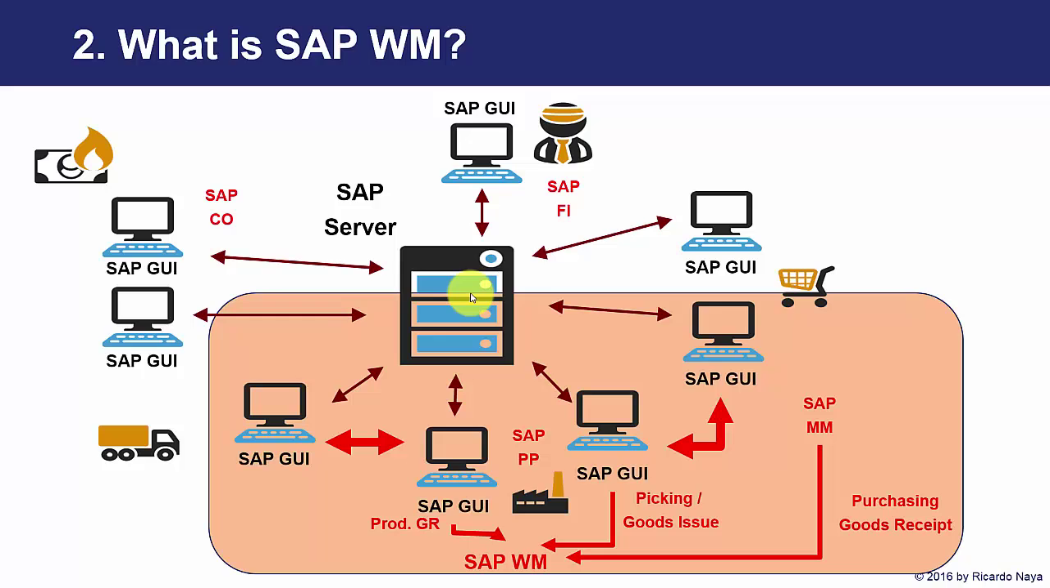warehouse, and we need to pick them for being able to transport them to our customers. That is done in the SAP Sales and Distribution module, and through deliveries we are going to be able to get these stocks and send them to our customers.